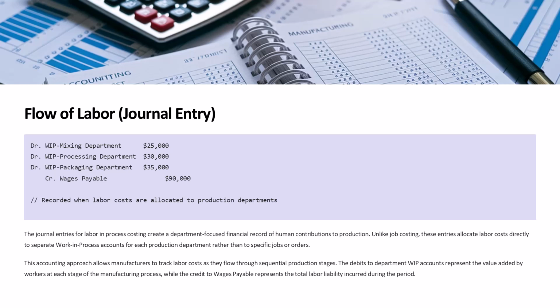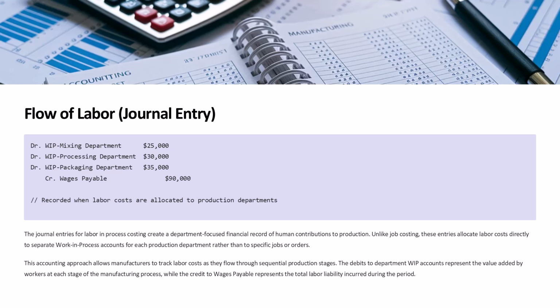Imagine a frozen food manufacturer like Stouffer's, where labor costs flow to preparation, cooking, freezing, and packaging departments. Each department's WIP account captures its share of the labor cost. A typical entry might look like: Dr. WIP Mixing Department, $25,000; Dr. WIP Packaging Department, $35,000; Cr. Wages Payable, $60,000.